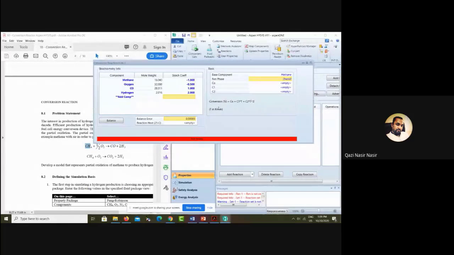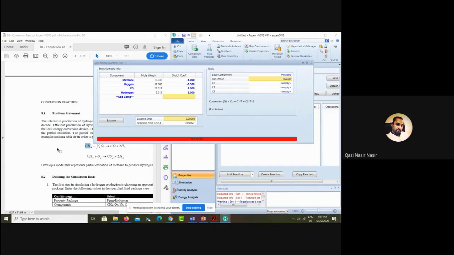Okay, what does this formula mean? The formula is conversion percentage equal to C naught plus C1 T, where T is the temperature, plus C2 T squared. This is the formula. In order to find out the conversion, you need to know the parameter C naught, the parameter C1, the parameter C2, and the temperature. Temperature is in Kelvin, so make sure it is in Kelvin. If you put all this information here, you are able to find the conversion.